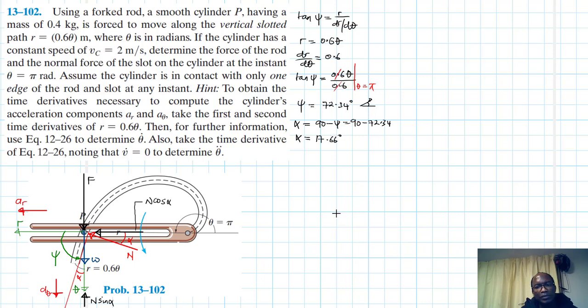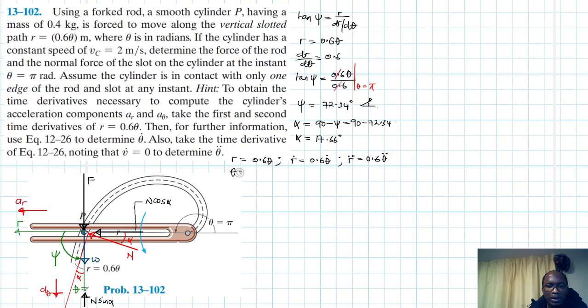Right, so let's now work on the inputs that we're going to use for finding the acceleration in the r and theta direction. So we have our r, which is 0.6 theta, and our r dot is just equal to 0.6 theta dot, and our r double dot is just equal to 0.6 theta double dot. These are derivatives with respect to time.